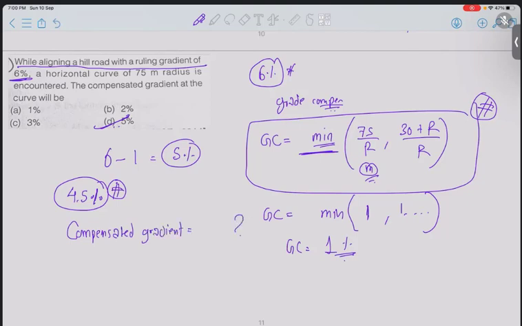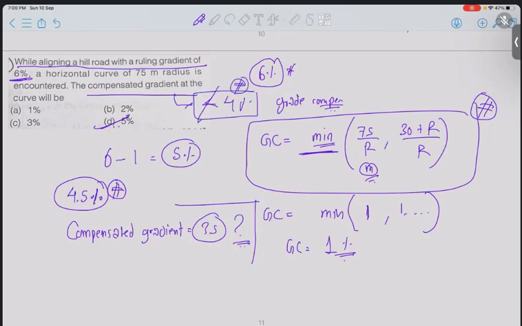Based on calculation, it will be 3.5. That is correct. But there is a very big but here. Your compensated gradient should never fall below 4%. So you will only compensate your gradient till 4%. Even if you are getting 1% from here, your grade compensation in that case is going to reduce to 0.5%.